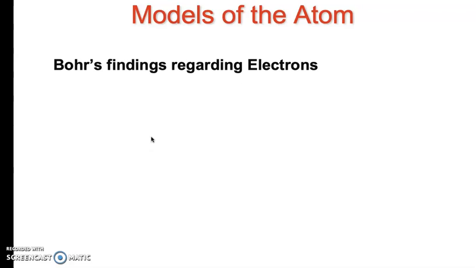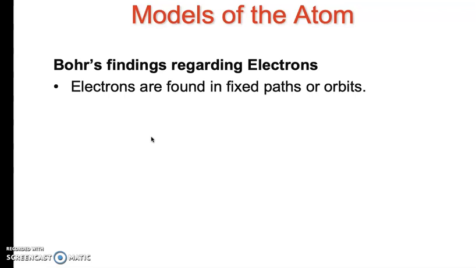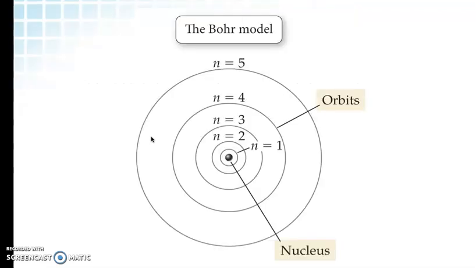Okay, Bohr's finding regarding electrons, pretty interesting. He found that they're in fixed paths or orbits, kind of like how the planets rotate around the sun. Very similar. Electrons rotate around the nucleus. So we have the nucleus in the center, and then we have these different rings. These rings are basically where the electrons sit.